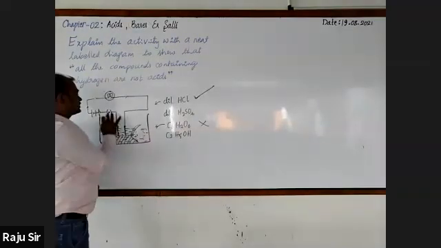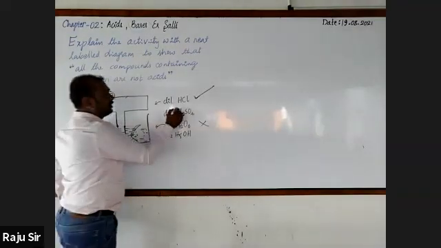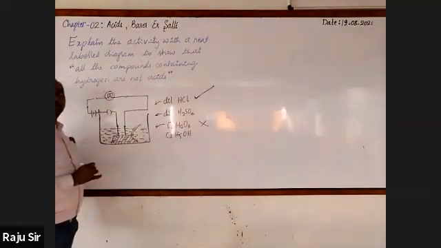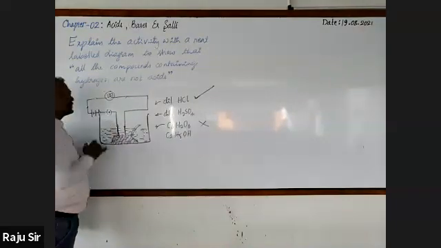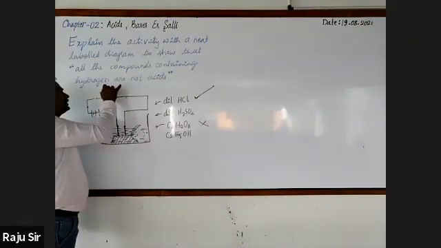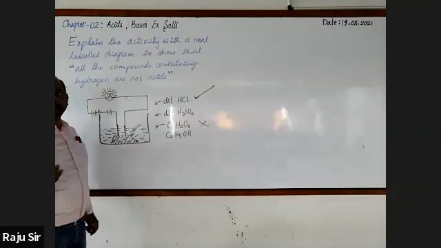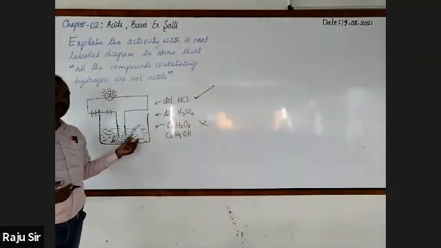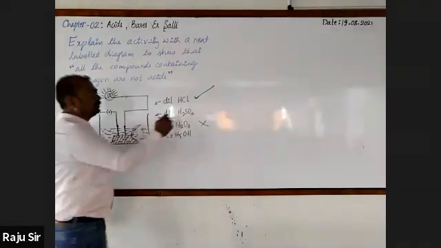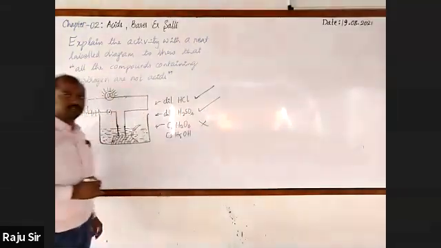Now, next, I'll go for using dilute H2SO4 in this. Close the circuit. Observe the bulb. What is your observation? The bulb glows. Dilute H2SO4 acts as an electrolyte. Therefore, you can call it an acid.